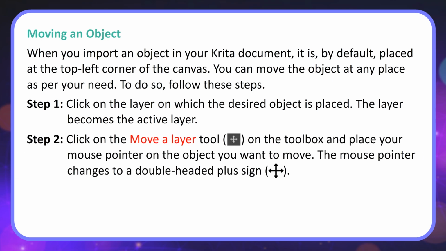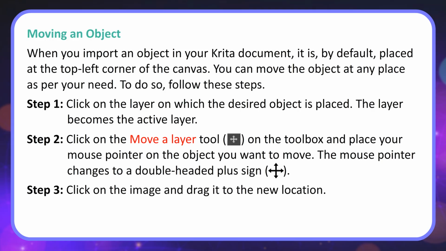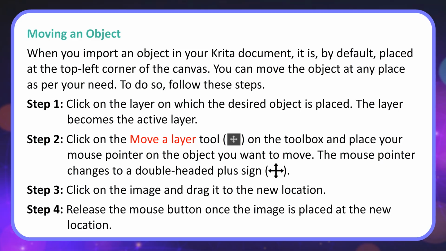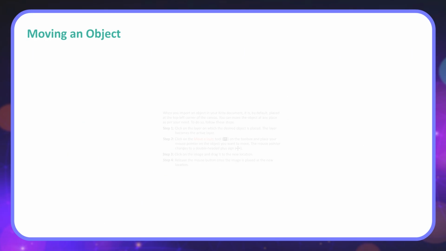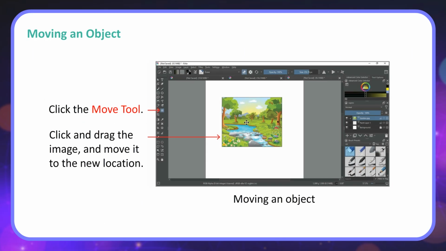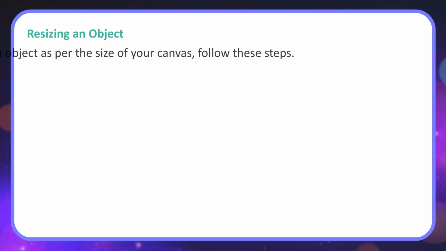Step 2. Click on the Move a Layer tool on the toolbox and place your mouse pointer on the object you want to move. The mouse pointer changes to a double-headed plus sign. Step 3. Click on the image and drag it to the new location. Step 4. Release the mouse button once the image is placed at the new location.